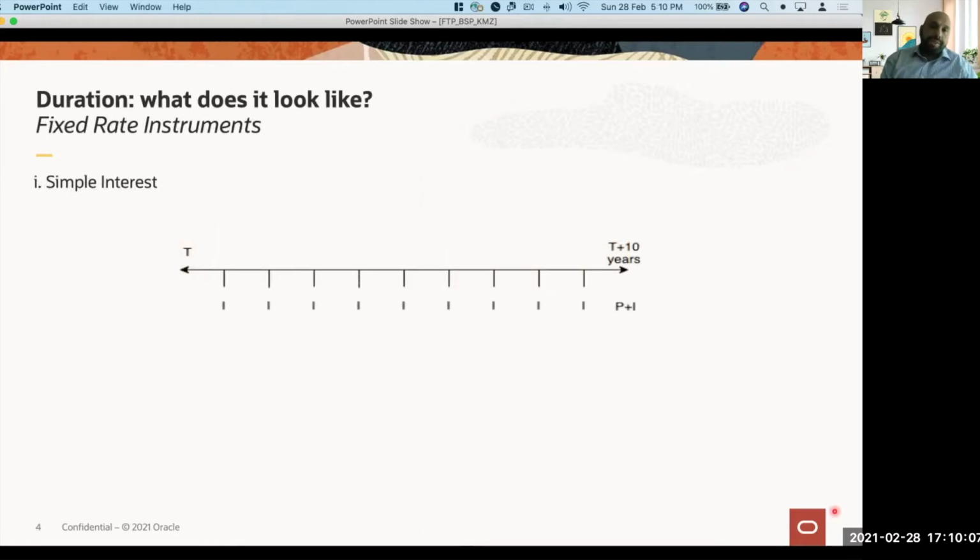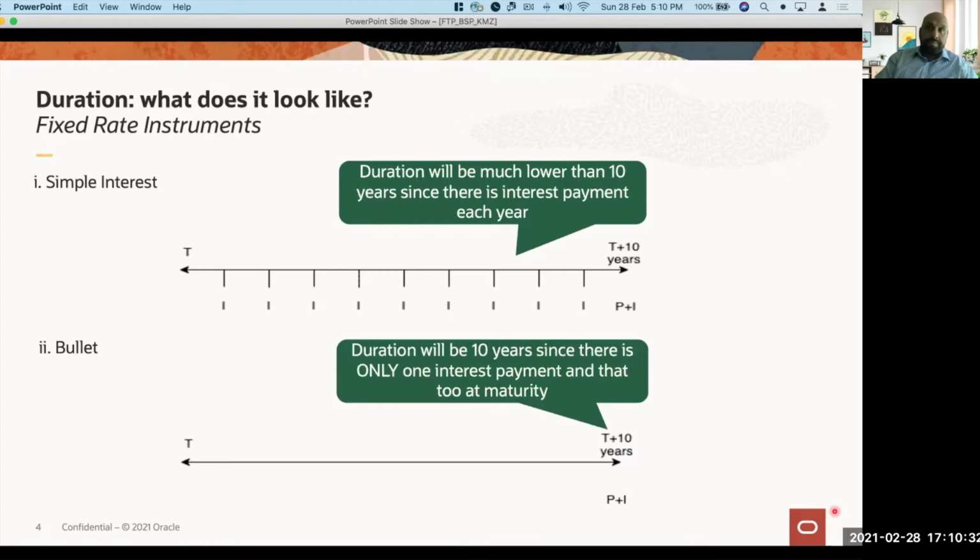Now, duration for fixed rate instruments, essentially those instruments where the interest rate does not change during the tenor. Here, look at an example where interest is paid every year and the principal is paid at the end, versus a bullet, where the principal and interest are both paid at the end. The duration would be higher for the bullet versus the simple interest, since the simple interest had more frequent interest payments. This helps you understand that the frequency and the amount of interest payments has an impact on the duration.